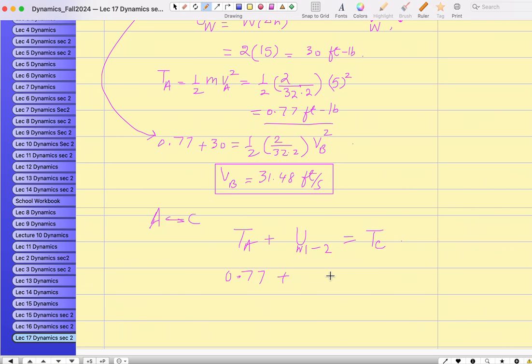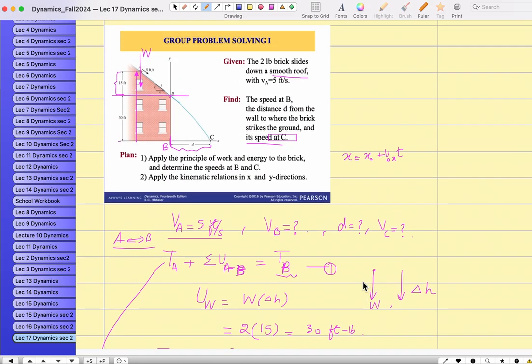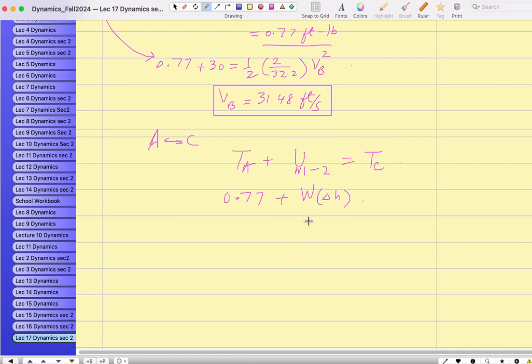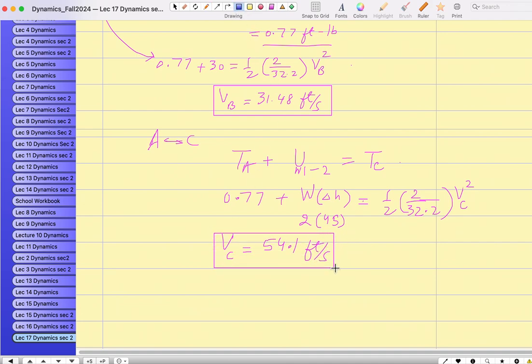But U_W is a little bit changed. W times delta H is changed now. You have to consider the total height from the floor to the location, so this is 30 plus 15, which equals 45. So 0.77 plus 2 times 45 equals half m, 2 over 32.2, V_C squared. One unknown, one equation. If you solve for this, you should get 54.1 feet per second. This is correct because this is greater than V_B.